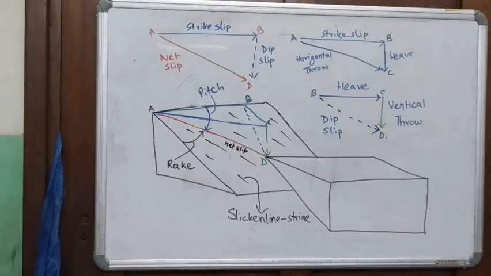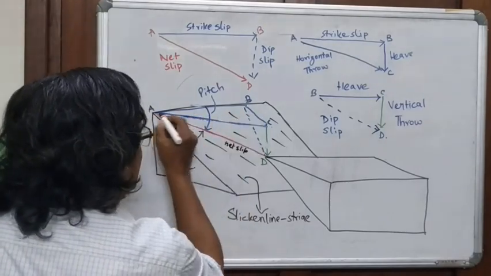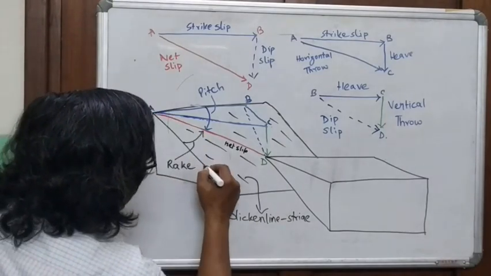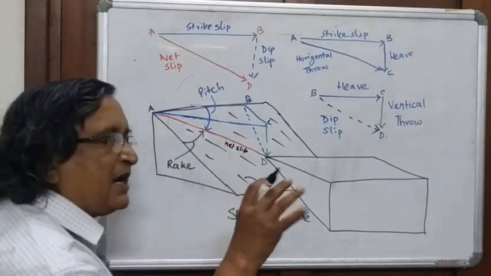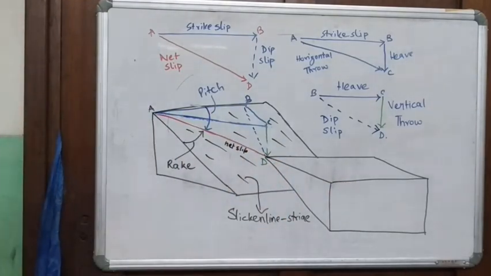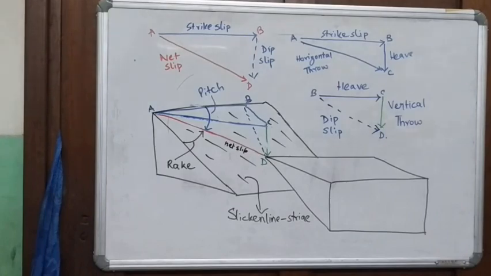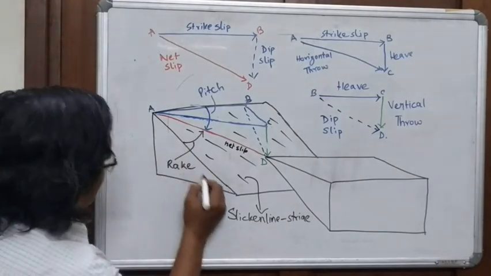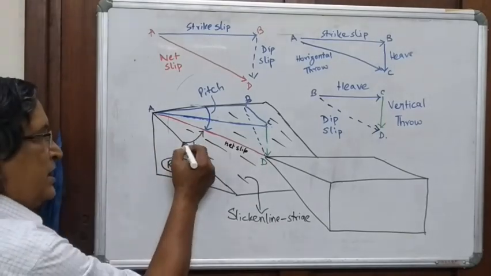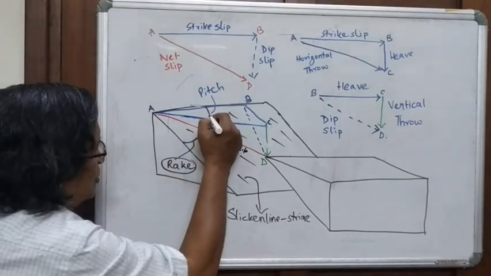So once you have the net slip, it can be split into strike slip here. This is the strike slip, AB, and BD, or you can also draw this dip here itself. So it is like a parallelogram of forces. So A, B, and D are points on the fault plane, where this angle here on the fault plane is called the rake. Remember, it is measured from the dip direction. Have you understood? And this is called the pitch.